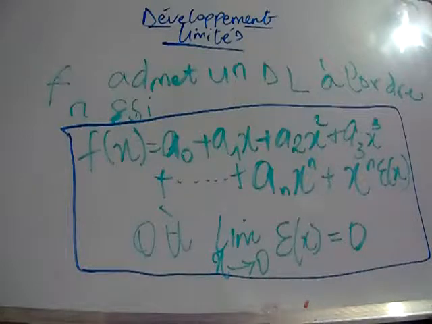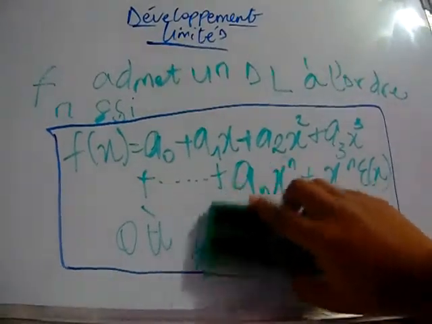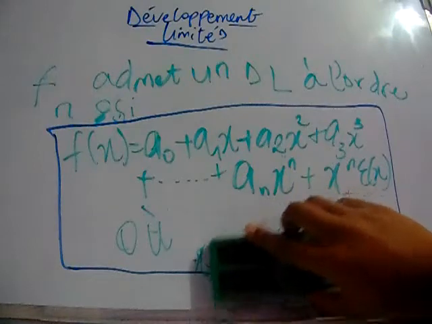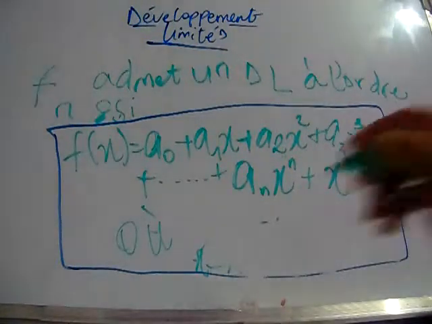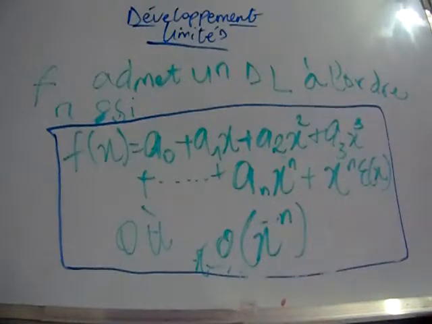Another remark is, we said in the previous video that instead of using the limit when x tends towards 0 of epsilon of x equal to 0, we can as well use petit e de x puissance n. It's still the same thing. So we're going to solve examples from this.